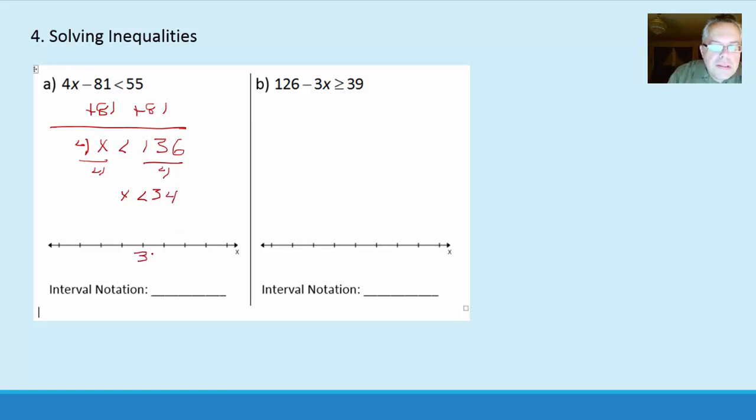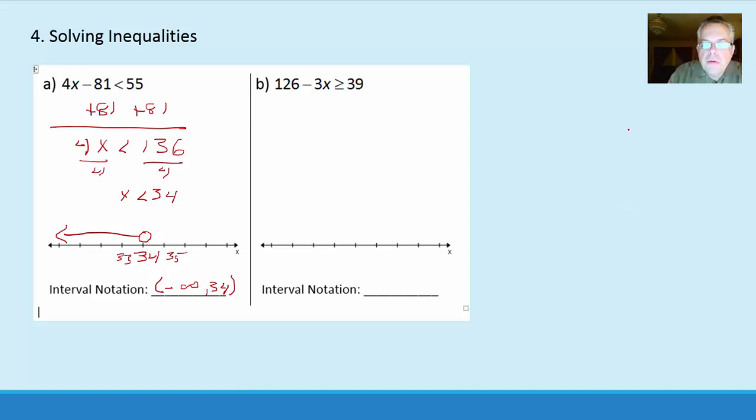So if the number line isn't labeled, just put a 34 here somewhere. Put a number on the right, maybe a number on the left, and this is going to be a hollow dot, and we're going to go to the left. In interval notation, this means that any number from negative infinity up to 34 is a solution to our inequality. So usually you're asked to give a graph for an inequality, and we're going to practice our interval notation too.